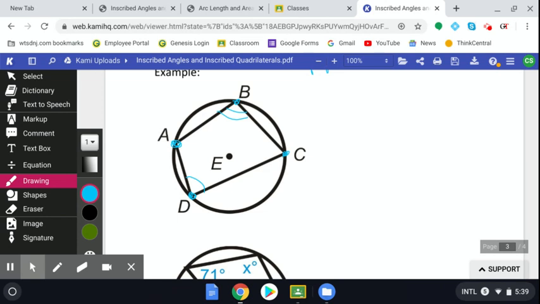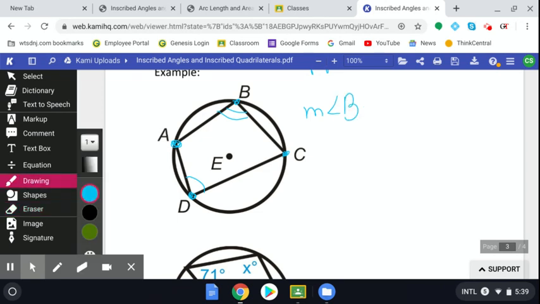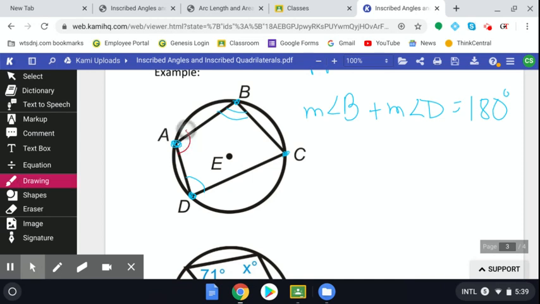So I can say that the measure of angle B plus the measure of angle D has to equal 180 degrees because the opposite angles will always be supplementary. That's the theorem that we just learned. So over here, these are opposite angles, so the measure of angle A plus the measure of angle C has to equal 180 degrees as well.